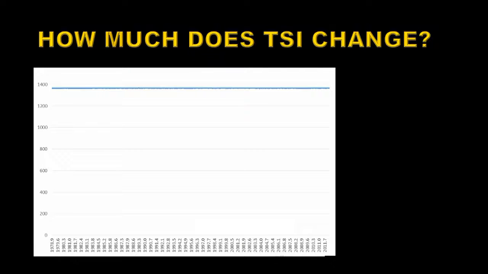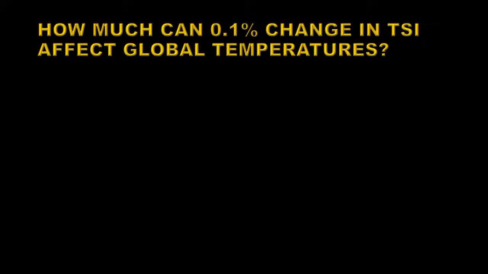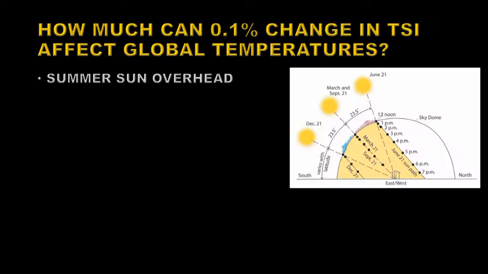But the point is that the modulation is not very significant, because here I've plotted the same total solar radiance curve as you saw before, but now I've plotted it full scale, and as you can see it's basically a straight line. Let's see if we can work out how much a 0.1% change in total solar radiance can affect global temperatures, and there's a very simple way of doing that approximately.